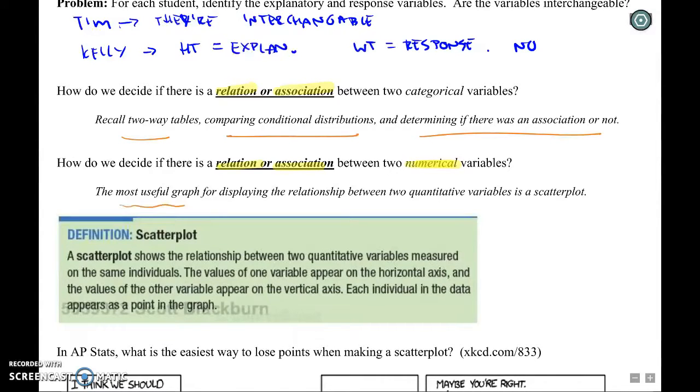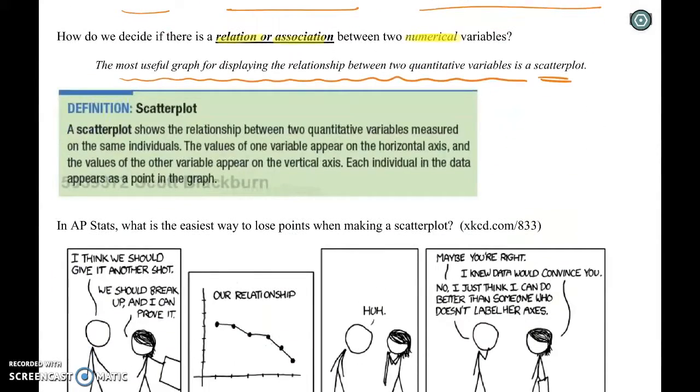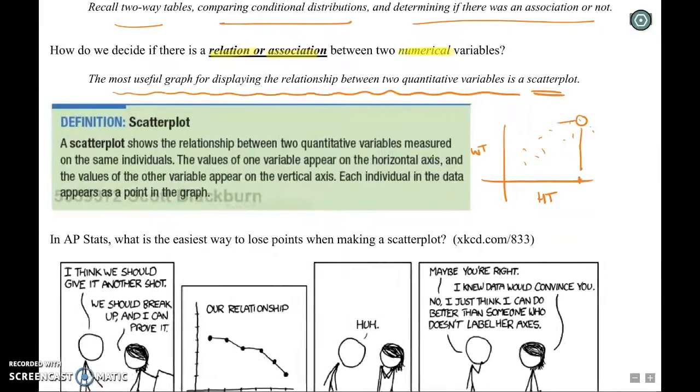Basically, the most useful graph for displaying the relationship between two quantitative variables is a scatter plot. So this is going to be our plot of choice for this unit. You guys know what a scatter plot is. A scatter plot is simply a graph of some numerical variable on the x-axis. In the previous example, Kelly would put the height on the x-axis, but it's numerical. And then the numerical variable weight on the other axis. And you just plot the point. Each point represents an individual whose height is that value and whose weight is that value.